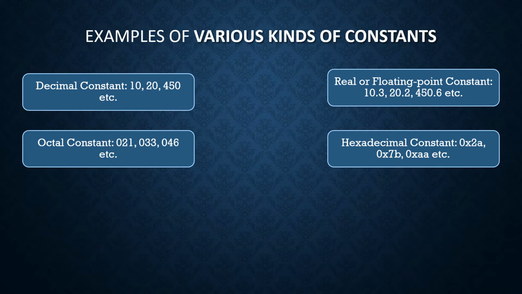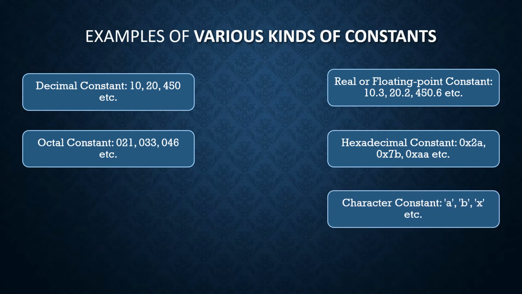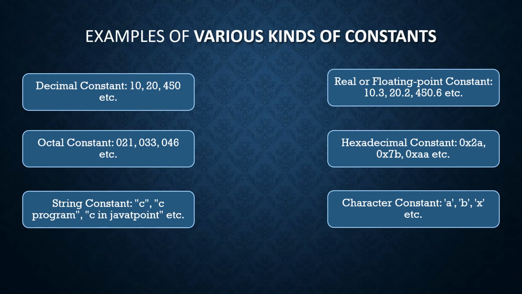Examples of hexadecimal constants are 0x2a, 0x7b, 0xaa, etc. Examples of character constants are 'a', 'b', 'x'. Examples of string constants are "C", "C program", "C in Java point", etc. A string constant is any word which is put under inverted commas.